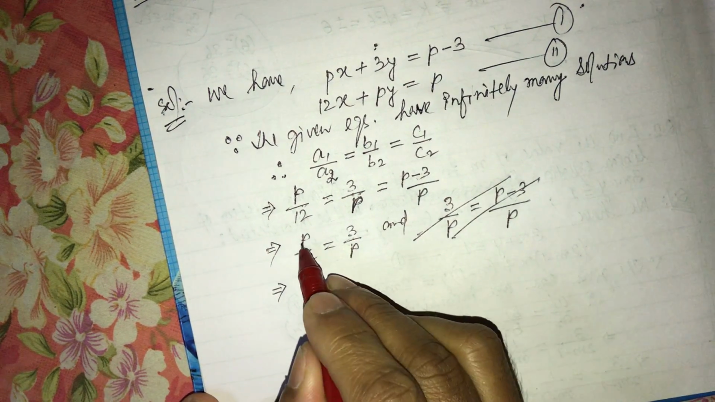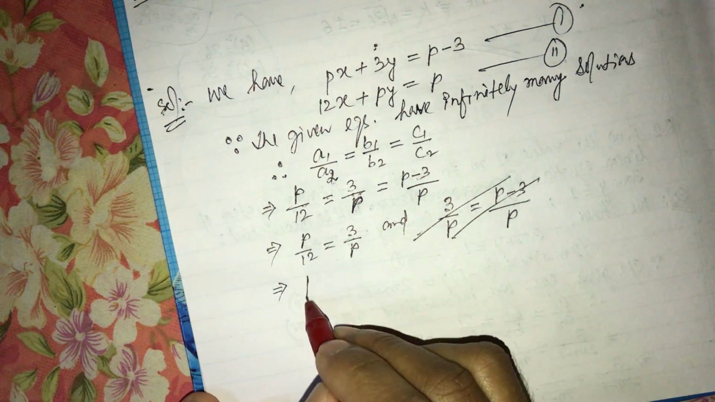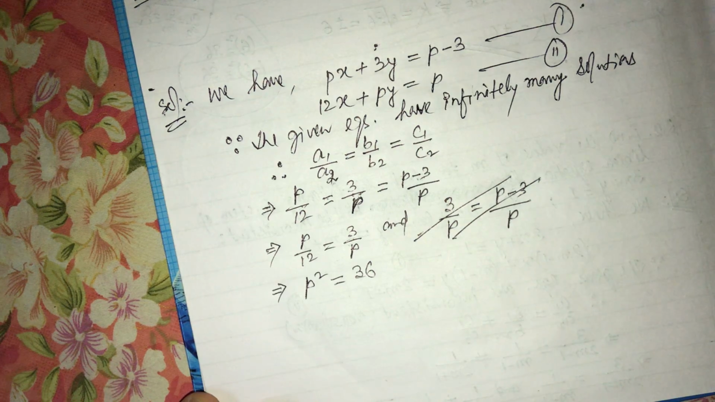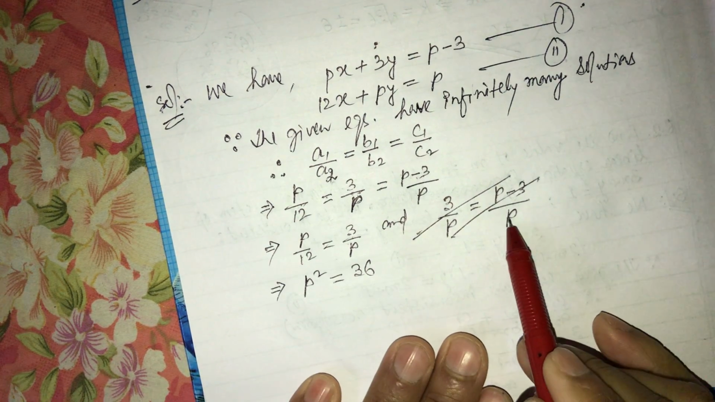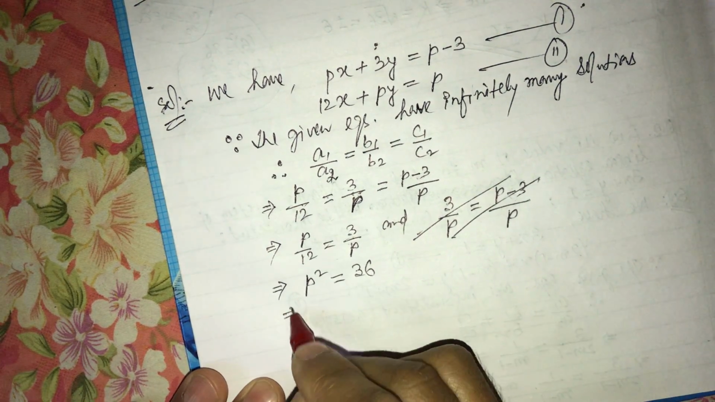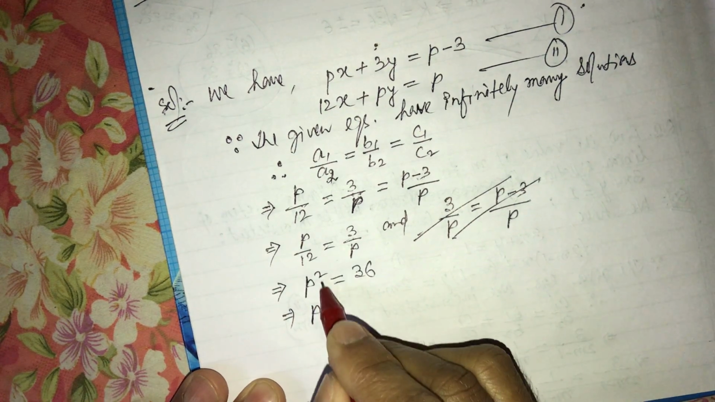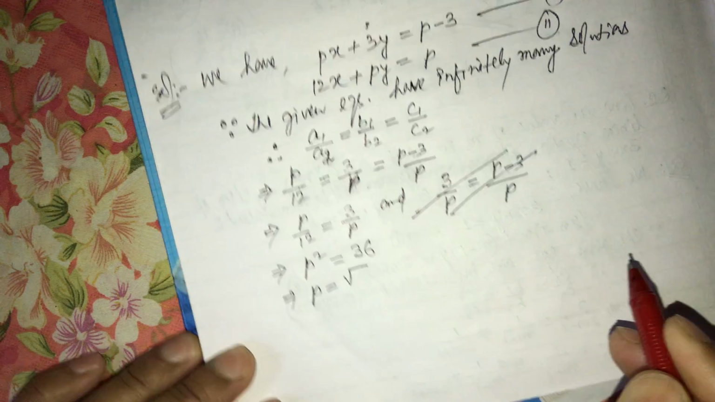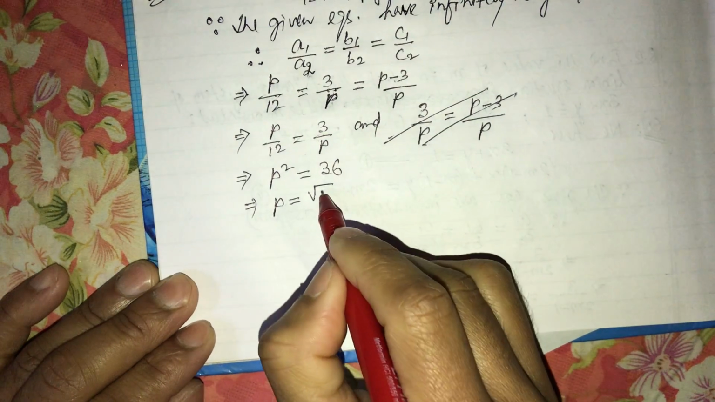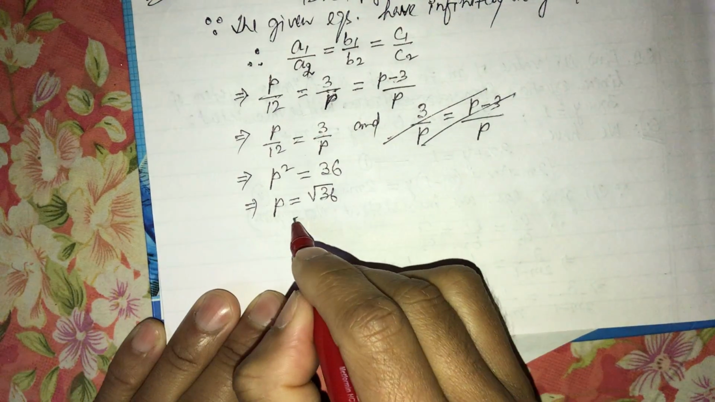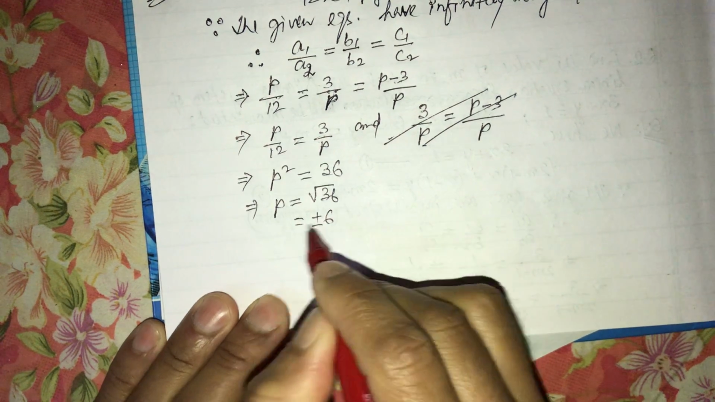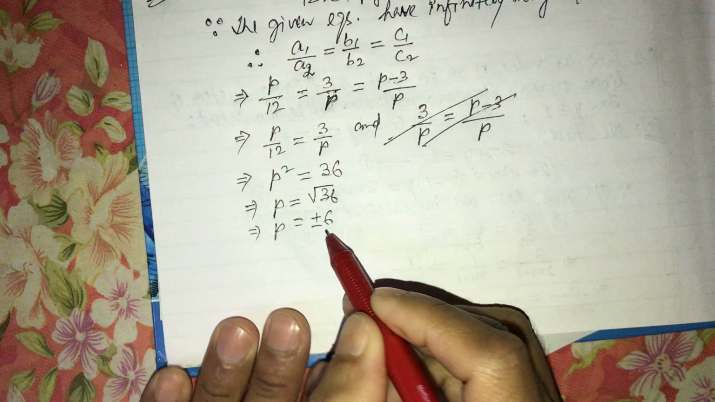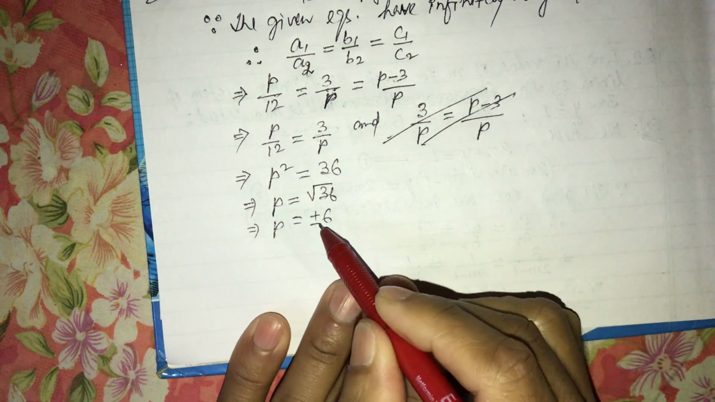Okay, so p into p, cross multiply, p into p gives p square, 12 into 3, 36. Let me complete this. So p square equals 36, and taking the root, this is nothing but plus or minus 6. We discussed this earlier. So we got p is plus or minus 6. Now let's check whether we get the same value or not.